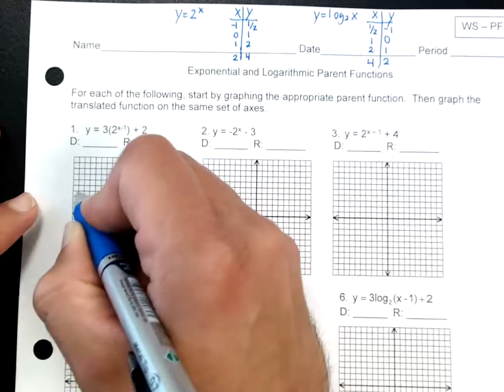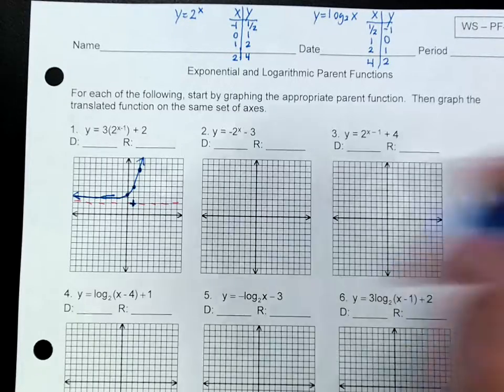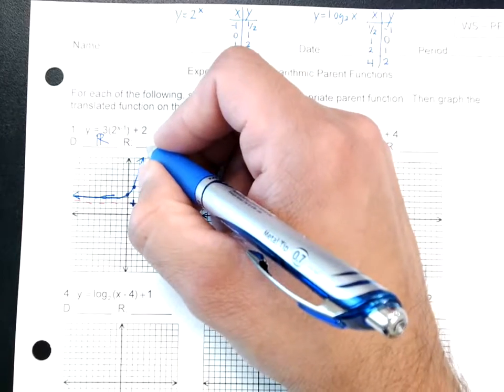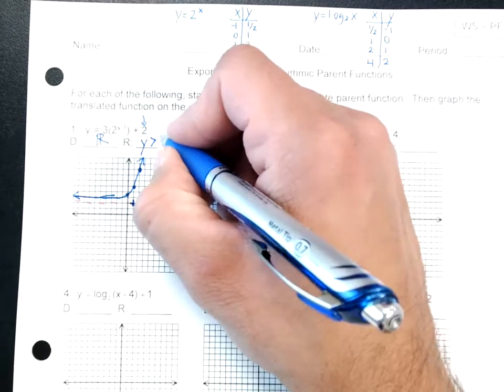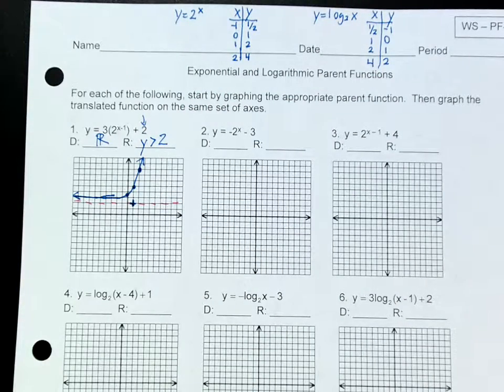Because sometimes it's hard, right? The 3 points sometimes is not enough. All right, so make sure you are able to remember what the exponential function looks like. What's the domain? All real numbers. The range should be y is greater than this guy over here. Y is greater than 2, or between 2 and infinity.